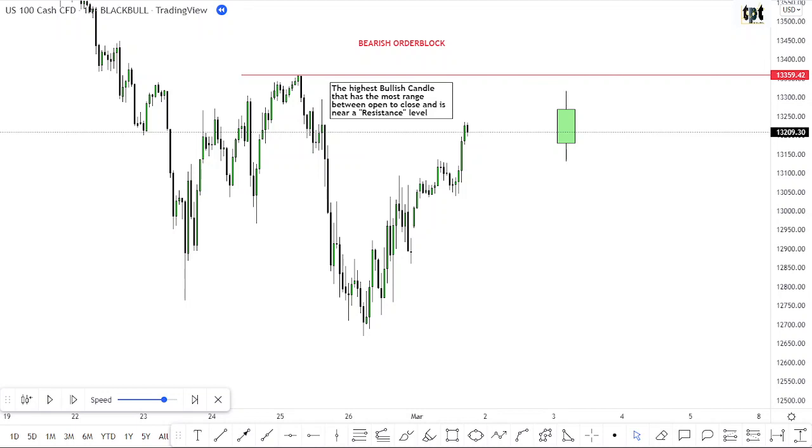We discussed the bullish order block, and I said I'll be doing them in parts so that you can get the difference in quite a clear manner.